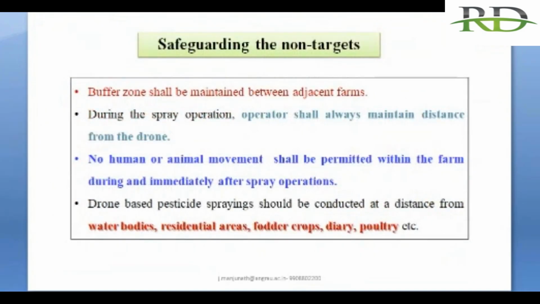Next. These are some safeguards. We can adjust buffer zones near water bodies and resident areas. Near water bodies, dairy, and poultry we cannot spray.